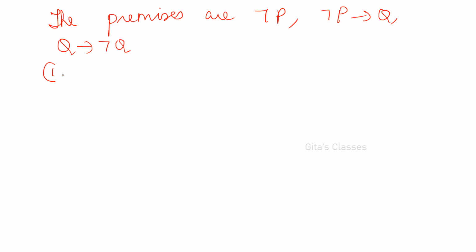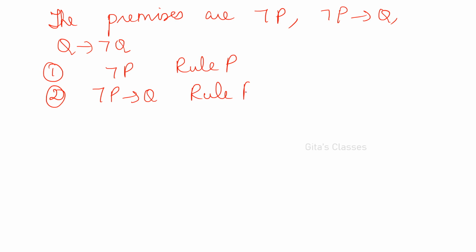So, by using our direct method, introduce the first premise not P. I am introducing a premise that is not P. And second one, I am introducing not P conditional Q, because I am introducing a premise, it is rule P. Now I am going to use a formula. This is Q, right? Not P conditional Q, not P comma not P conditional Q implies Q. It is what? Rule T.